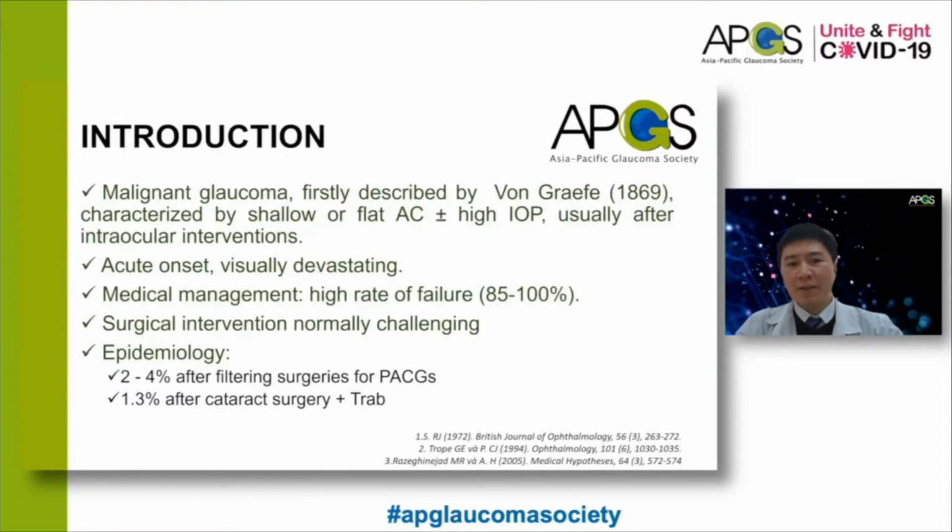Malignant glaucoma, first described by Wolfram a long time ago, is characterized by a shallow or flat anterior chamber with high intraocular pressure, usually after intraocular intervention, with acute onset and very visually devastating. For this clinical entity, medical management has a very high rate of failure, and surgical intervention is normally very challenging. In terms of epidemiology, it accounts for 2 to 4% after filtering surgery for primary angle closure glaucoma.